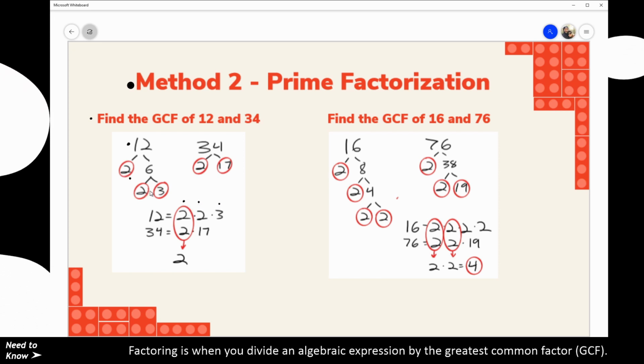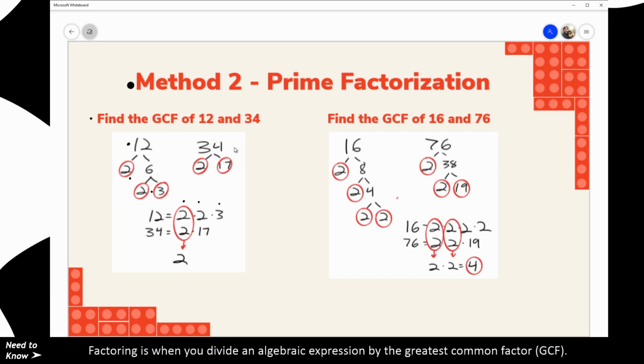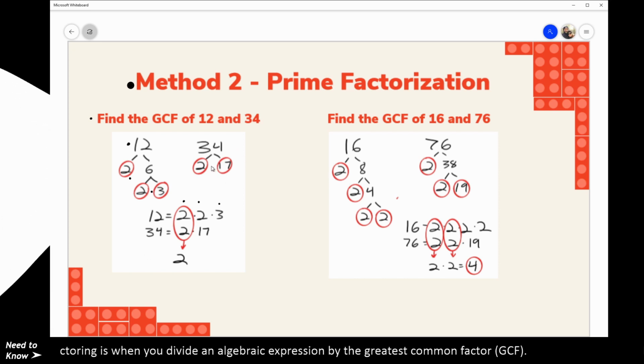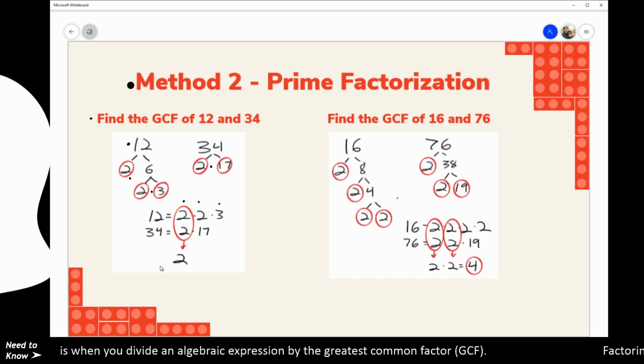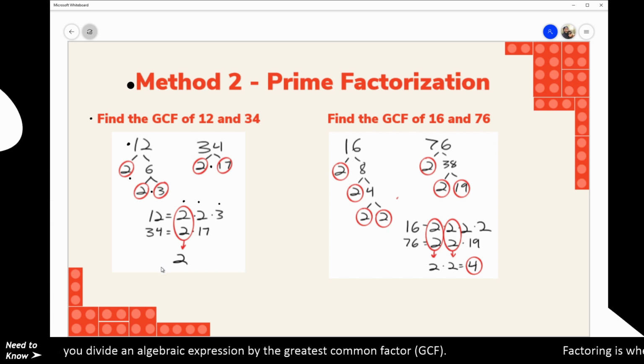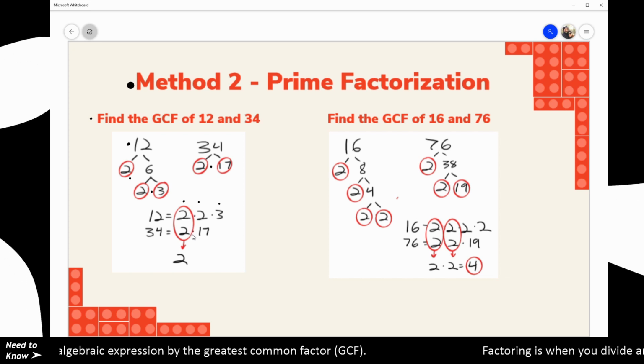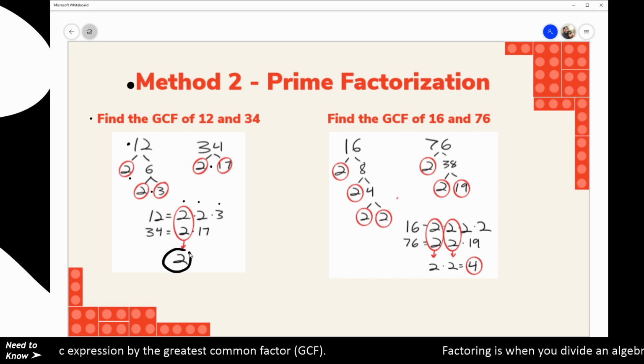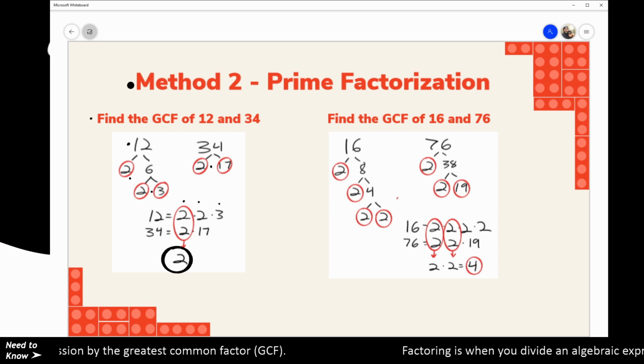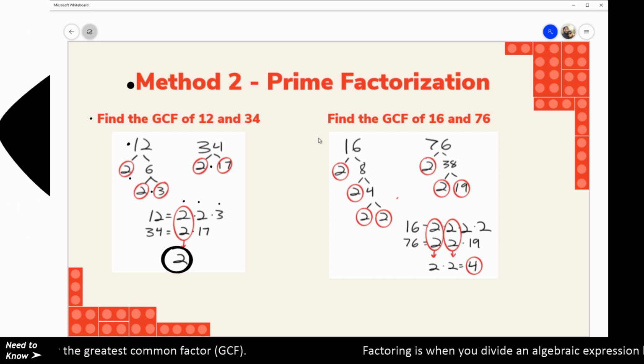You multiply all the prime numbers. When I factor 34, I get a 2 and a 17. 2 and 17 are both prime, so I'm done. Then you look at both lists. If there is only one common pair, that number is the GCF. Let's look at what happens when you have more than one common pair.